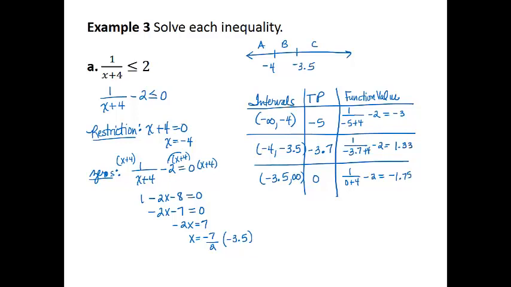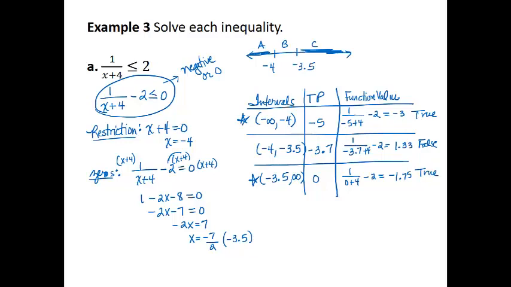So a few ways you can do this. I see that the function value is negative, positive, and then negative. And I'm trying to figure out where my function is less than or equal to 0. So I want the function value to be negative or 0. And that happens in intervals A and C. Or you can also ask yourself, is negative 3 less than or equal to 0? Yes, that satisfies it. Is 1.33 less than or equal to 0? No, that does not satisfy that inequality. Is negative 1.75 less than or equal to 0?